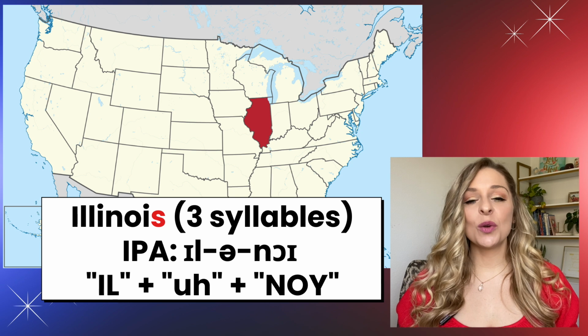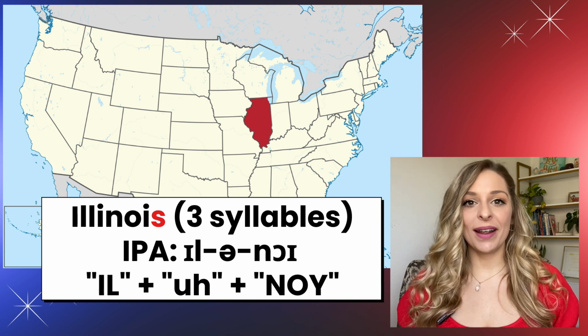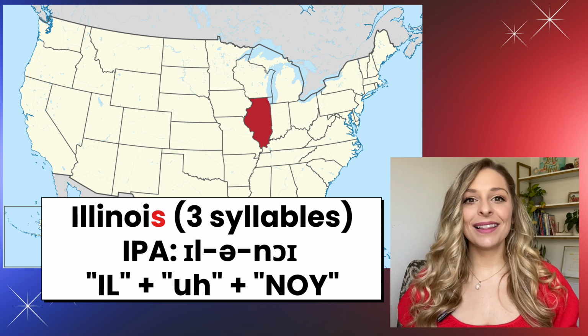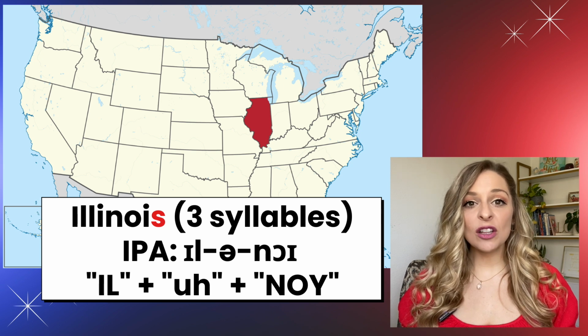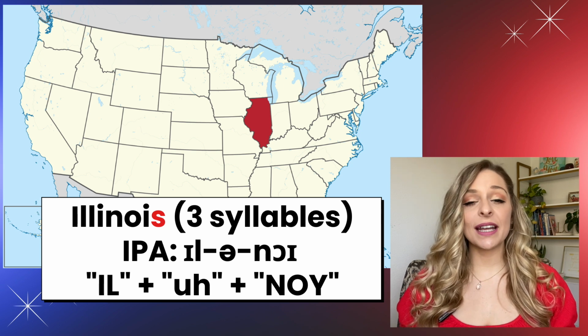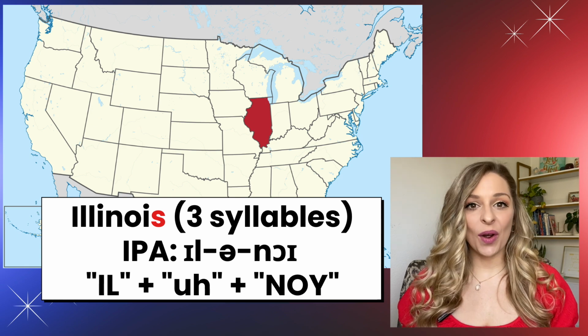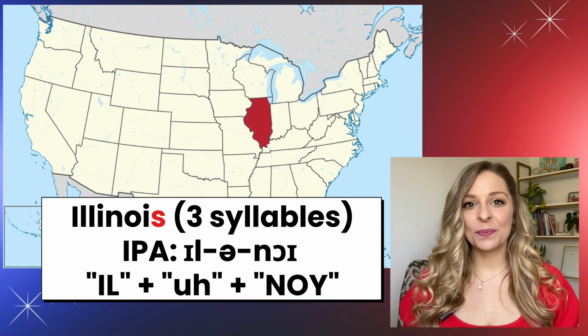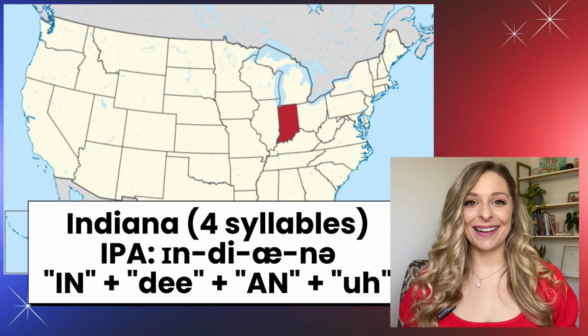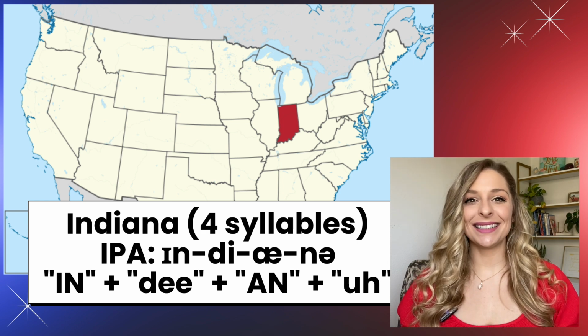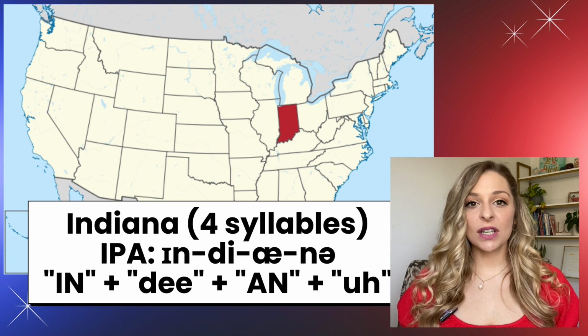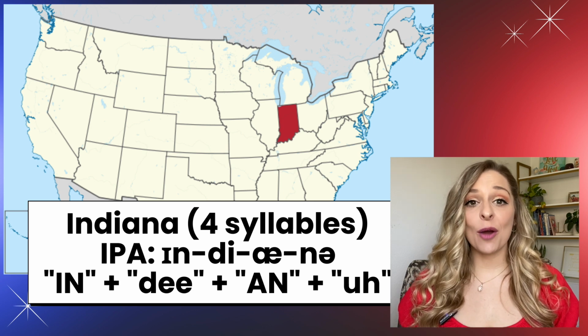So in this word, we say Illinois. This word is 3 syllables and we stress the first and the last syllable. Illinois. Number 14, Indiana. This one is 4 syllables and spelled pretty much how it's pronounced.